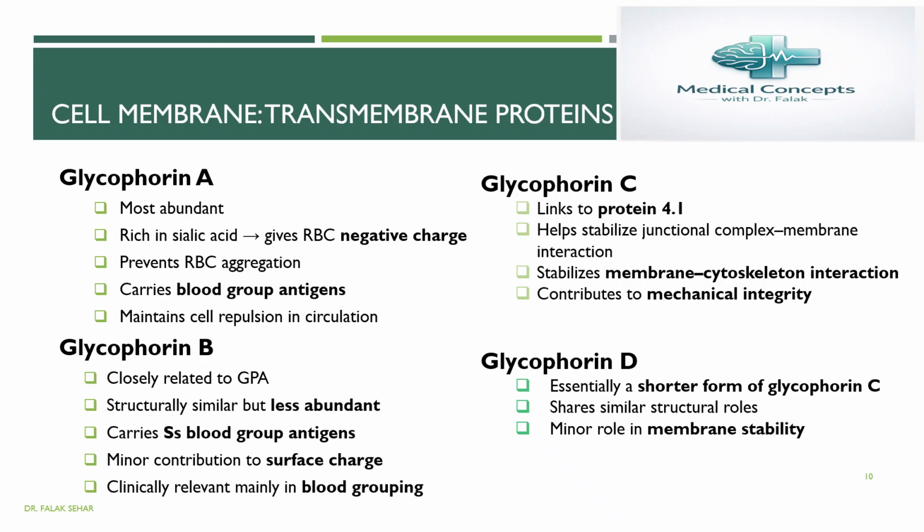Glycophorin D is essentially a shorter form of glycophorin C and shares a similar function, though its role is relatively minor. So overall, glycophorin A and B are more important for surface properties and blood grouping, while glycophorin C and D are more important for structural support.